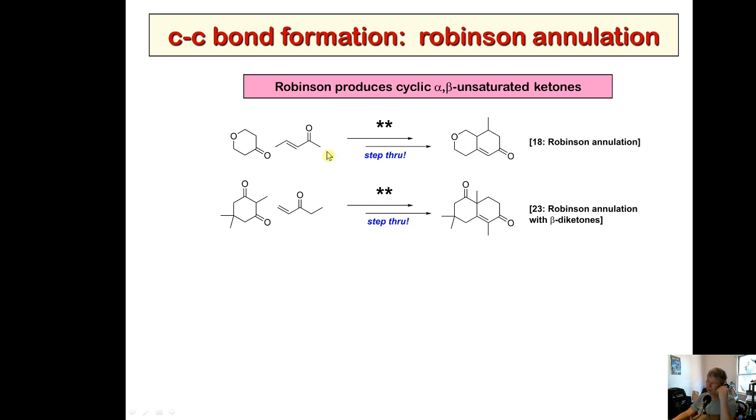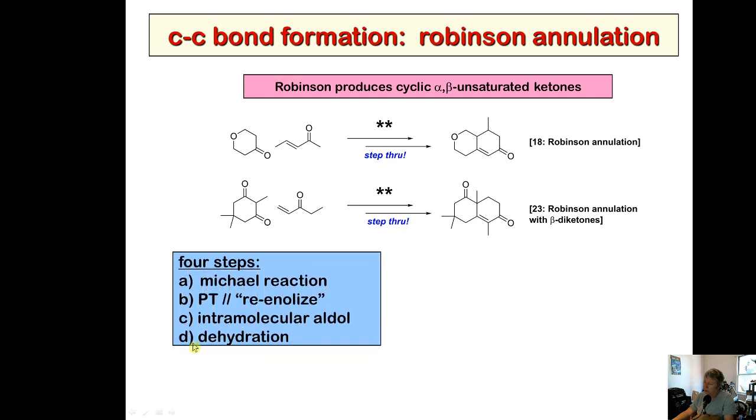Okay, this one also works. And this is a beta diketone Michael donor. We saw that in chapter 23 actually, Robinson annulation with beta diketones. Both of these work. I say step through, and usually if I was in front of a whiteboard for this, I would step through, but that's kind of hard for me doing this by video. Step through this. Remember, these are the 4 steps.